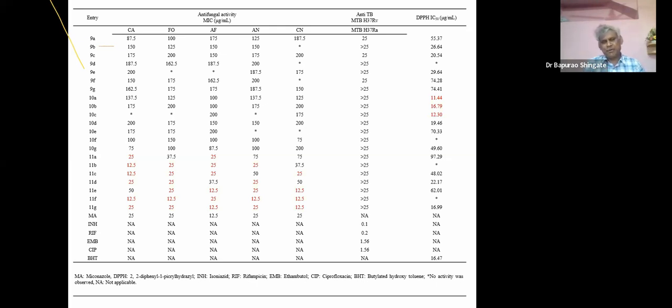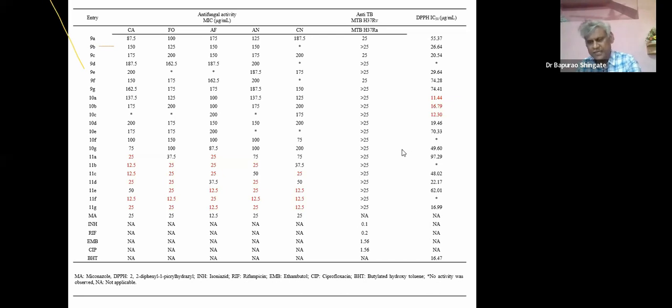Out of the synthesized compounds, we got some excellent results for antifungal activity against the 5 strains of fungi, and some of the compounds are showing equivalent activity or twofold activity against some of the fungal strains, as well as some of the synthesized compounds are showing better antioxidant activity against the standard drug, that is butylated hydroxytoluene. However, none of the synthesized compounds is showing better anti-tubercular activity. But however, these synthesized compounds are showing excellent antifungal activity.